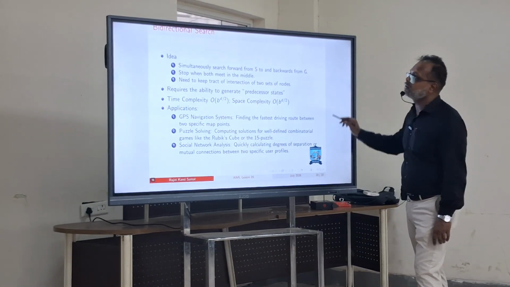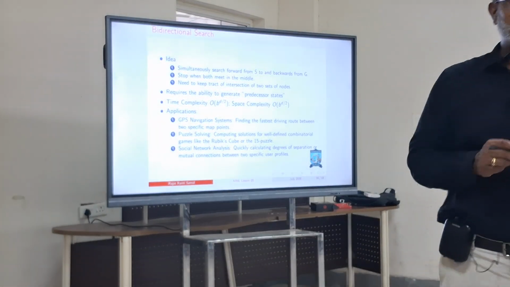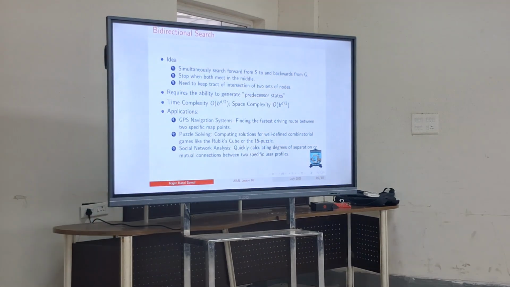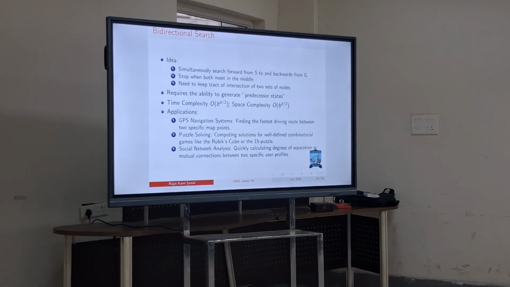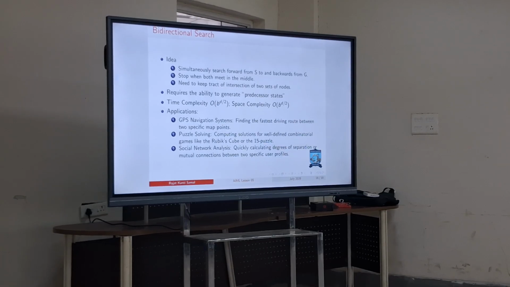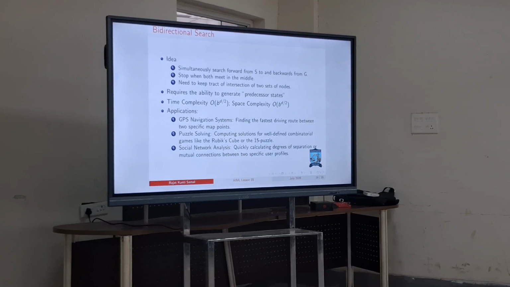The last one is bidirectional search. In breadth first search, you expand your search space at a particular level, rather than going deep. In a depth first search, you go deep. Whereas in iterative deepening, you go level by level.